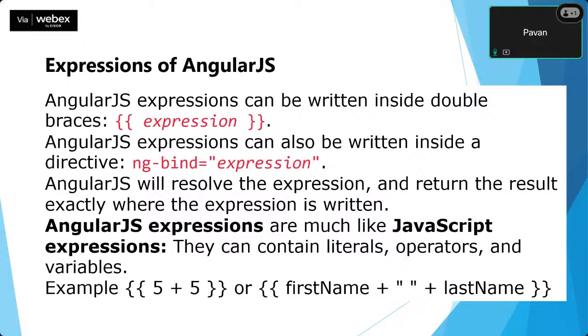It will be written inside two curly brackets, that is number one star number 2, and the two curly brackets will be closed. And while we pass this expression, instead of printing it as it is, it will give the answer of the expression, that is 2 into 4 will be 8, which was the value of number 1 and number 2 multiplied, and it will give us an output. So that is what we mean by AngularJS will resolve the expression and return the result exactly where the expression is written.